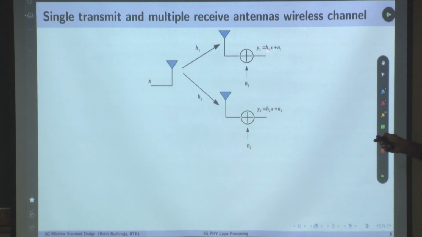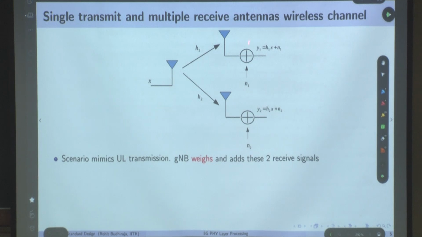Signal received here will be y1, it will be h1x plus n1. So you have 2 copies of the signal in which x is contained. Both of them are noisy, n1 and n2 independent noise, and then h1 and h2 are also independent. Okay, different channels. Consider this uplink transmission wherein the mobile has a single antenna and the base station has 2 antennas.